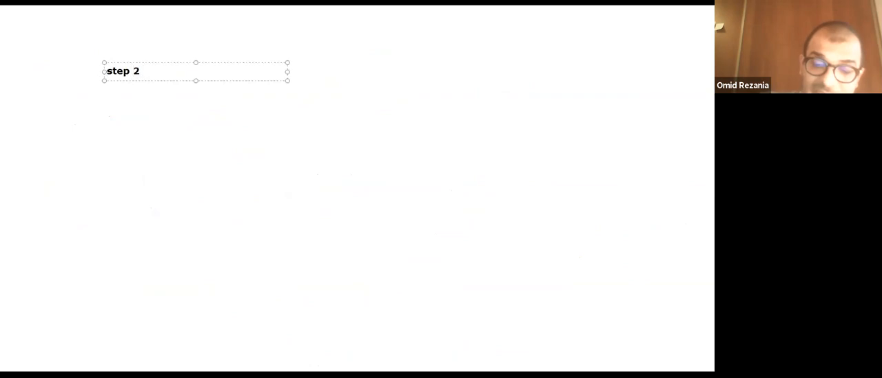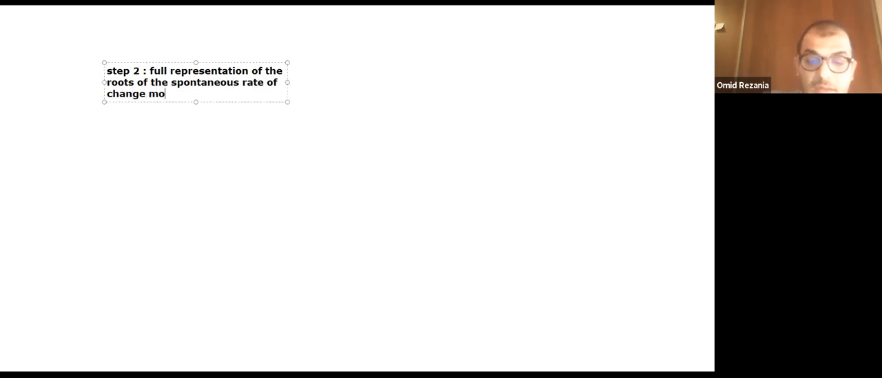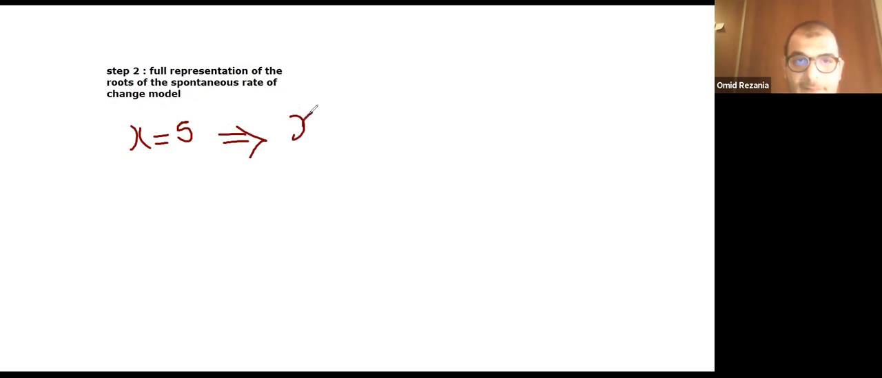Step number 2 that we learned yesterday is the full representation of the roots of the instantaneous rate of change model. It means that if we get x equal to 5, the full representation is this. We call that x with the c.